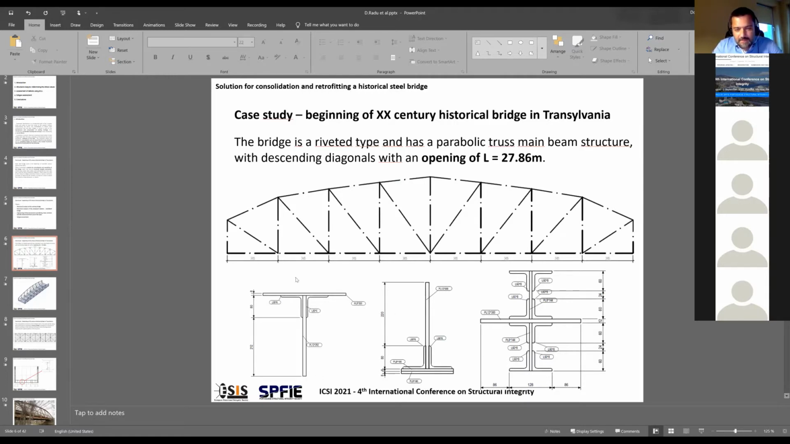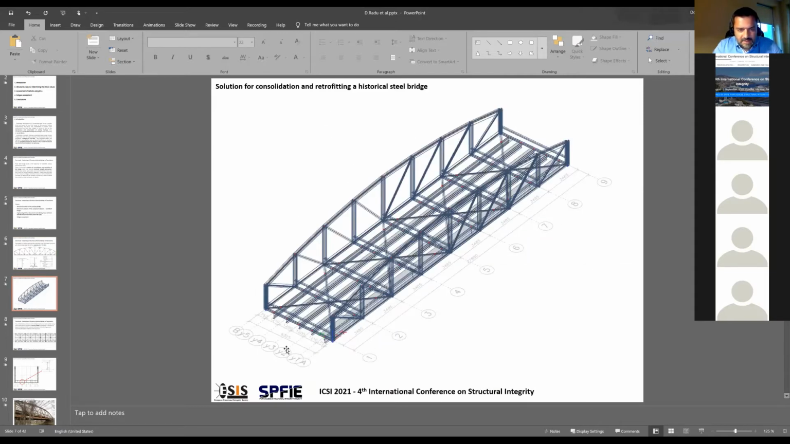Regarding the members of the elements, they are made of composed profiles, usually from angle profiles, 100 to 120 millimeters, together with steel plate-like stiffeners. As I said, it's a 6.35 opening on the X direction. On the Y, it's 27.88.